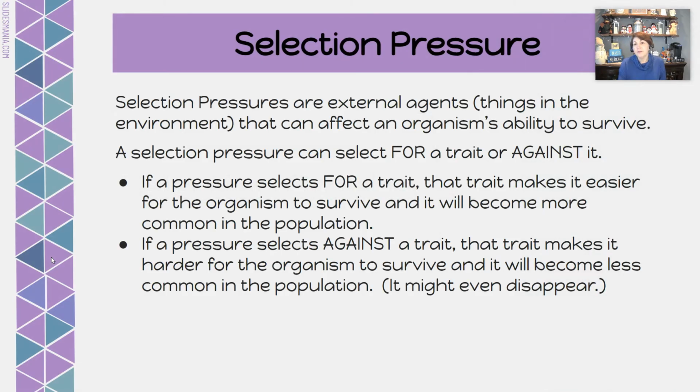So before we can talk about selection graphs, we need to talk about selection pressure. Selection pressure is something in the environment that affects an organism's fitness, so its ability to survive. If a selection pressure is selecting for a trait, that trait makes it easier for the organism to survive, increasing its fitness, and that trait will become more common. So if a trait is selected for, it will become more common.